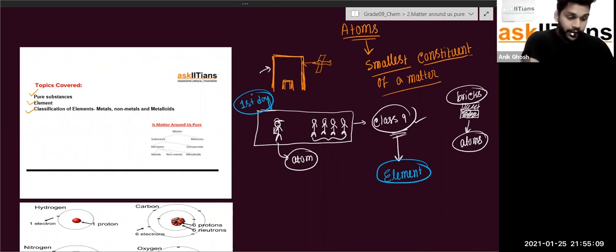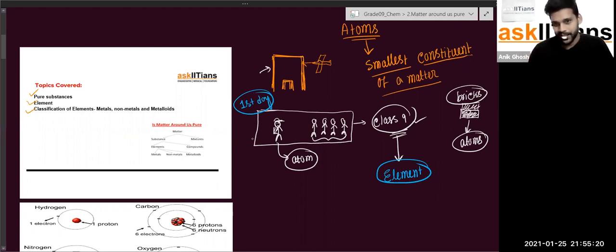So what I mean to say is that one guy over there is an atom, and together all of you are making the element. But the cool thing about it is that the symbol of an atom and the symbol of an element is just the same.